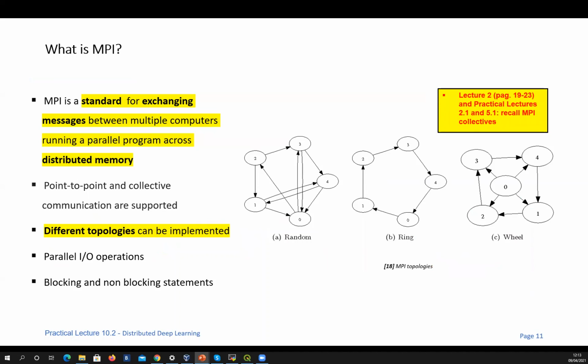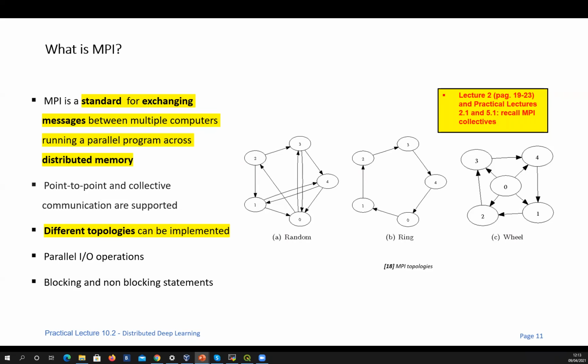So now I will revise some other concepts, not from the lecture of Dr. Cavallaro, but from lecture 2 of Professor Riedel, and specifically slides 19 to 23, recalling important concepts of MPI, because, as I said, MPI is the base upon which our frameworks for distributed deep learning are built.